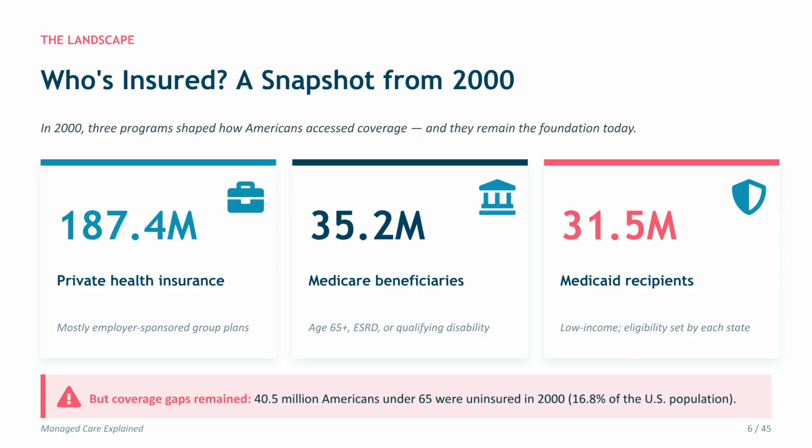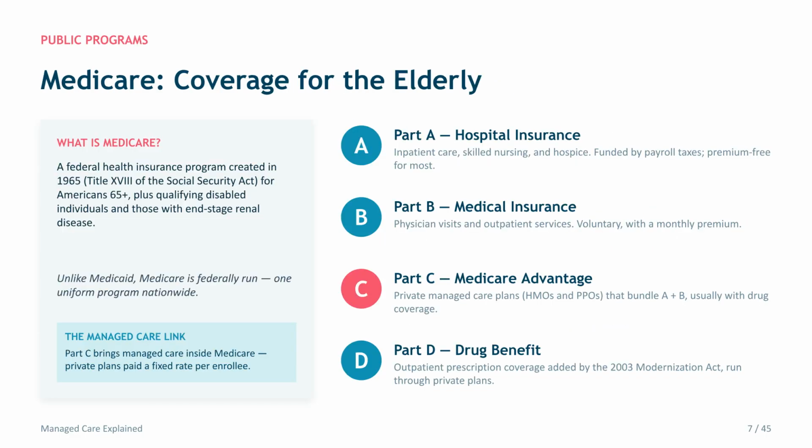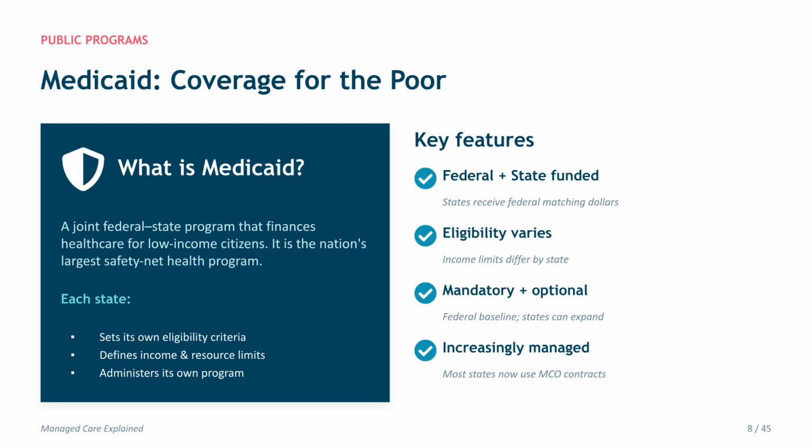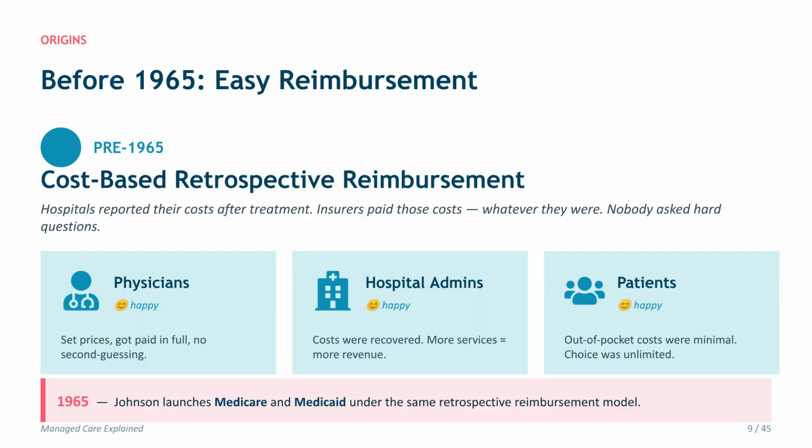Looking back at the year 2000, private insurance, Medicare and Medicaid were the foundational programs shaping healthcare access for Americans. Medicare provides essential coverage for the elderly and those with specific health conditions. It is divided into four parts, including the managed care options found in Part C. Medicaid is a joint federal and state program designed to provide healthcare for low-income citizens, acting as the nation's largest safety net health program.